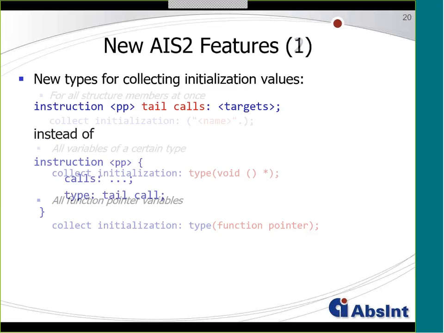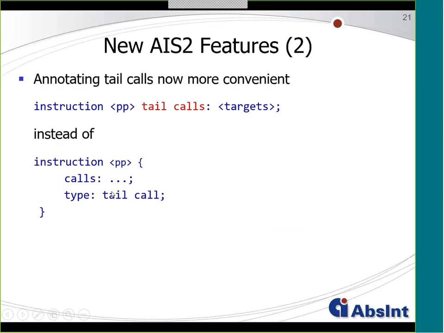That is new. The next new feature is the tail call annotation. So far, tail calls usually result in unresolved computed branch problems during the analysis, and then you have to identify them as tail calls. What you then have to annotate is typically to say type tail call, and then you provide a list of call targets. Now we have provided a shortcut, which is the tail call annotation. You simply say instruction program point tail calls, and then you provide a target list. This is more convenient, we think.